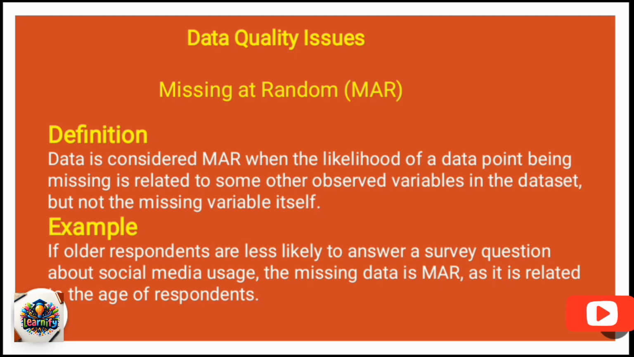Second, missing at random. Definition: data is considered missing at random when the likelihood of a data point being missing is related to some other observed variables in the dataset, but not the missing variable itself. Example: if older respondents are less likely to answer a survey question about social media usage, the missing data is missing at random as it is related to the age of the respondent.